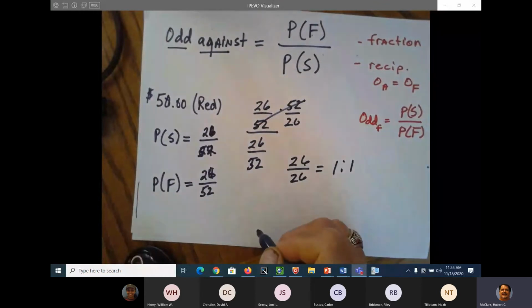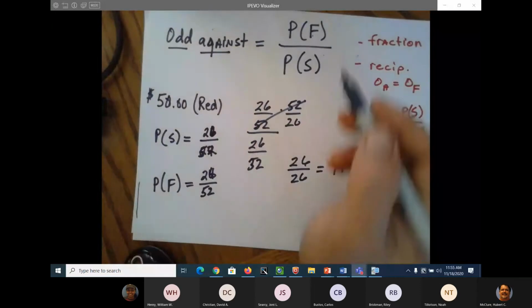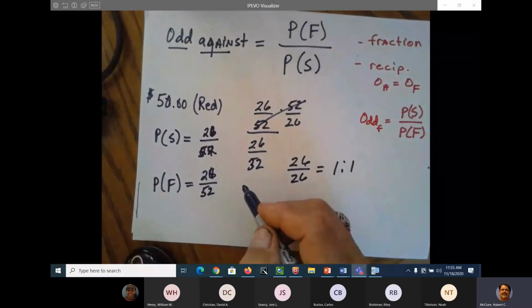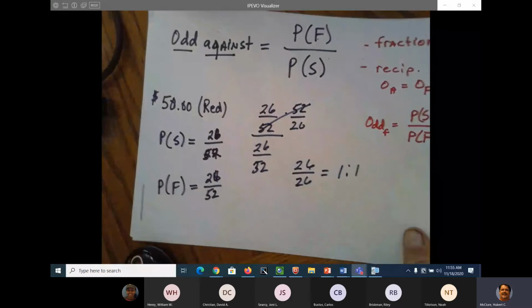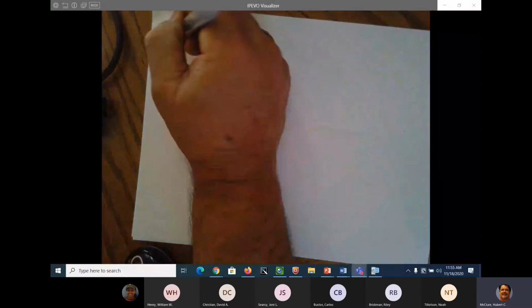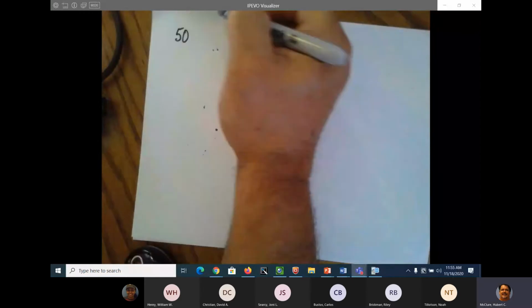So I'm not going to win anything. Why? Because I've got a 50-50 shot at getting a red card. But let's change it. Okay? Let's change it and say I want to pick a face card. And I bet $50 that I pick a face card.